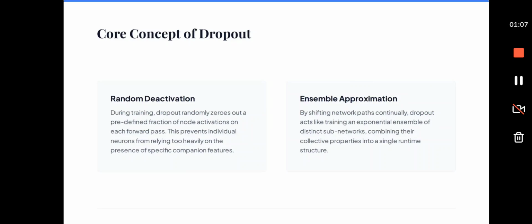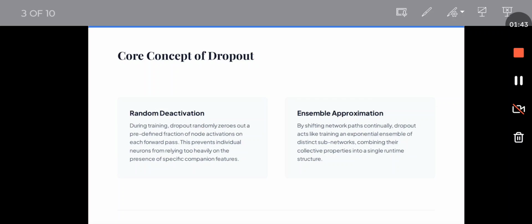During training, dropout randomly removes a fraction of neuron activations in each forward pass. This prevents neurons from depending too much on other specific neurons. Another important concept is ensemble approximation. Because different neurons are removed in different training steps, the network behaves like multiple smaller networks working together. This improves the learning capability and generalization of the model. Now, next, let us discuss the key mechanisms and the parameters used in dropout.